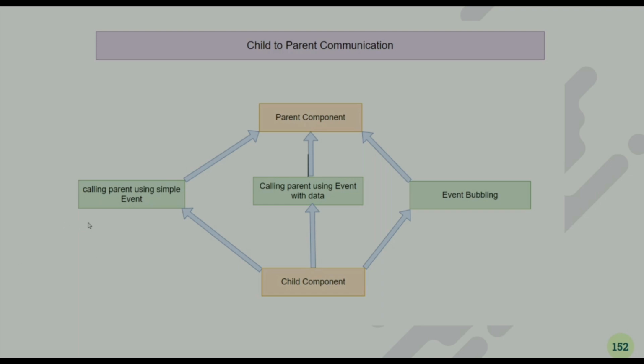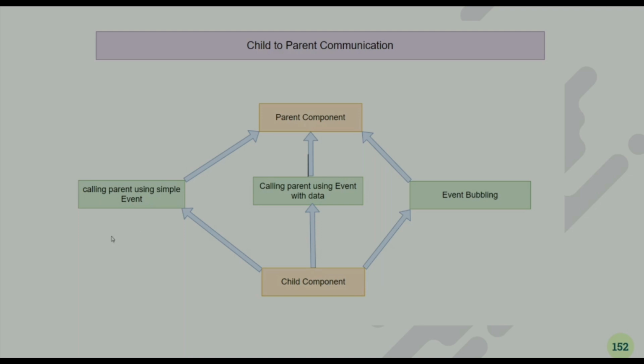So the first approach is calling the parent method using a simple event. In this, we just trigger an event, and it calls the parent. The second approach is calling the parent using an event with data. This time you are triggering the event but passing data along with it. And the third approach is event bubbling, in which we change a little bit of configuration and by which the event starts to bubble. We will look into all 3 approaches one by one.